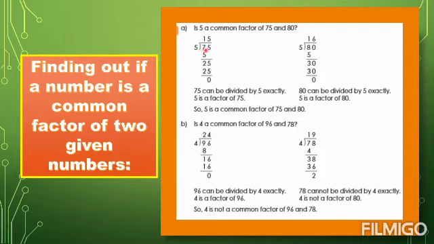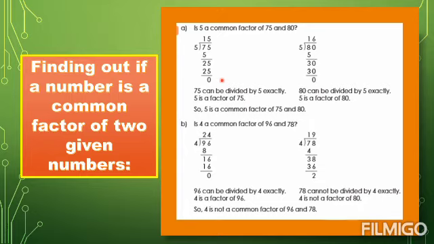First, class, you are going to divide and multiply. 7 divided by 5 equals 1. 1 times 5 equals 5. 7 minus 5 equals 2. Bring down 5. Now, 25 divided by 5 equals 5. 5 times 5 equals 25. 25 minus 25 equals 0. Now, look here, class. We'll go back to the question now. Is 5 a common factor of 75 and 80? Yes, the answer is yes. Why? Because 75 can be divided by 5 exactly. So 5 is a factor of 75.